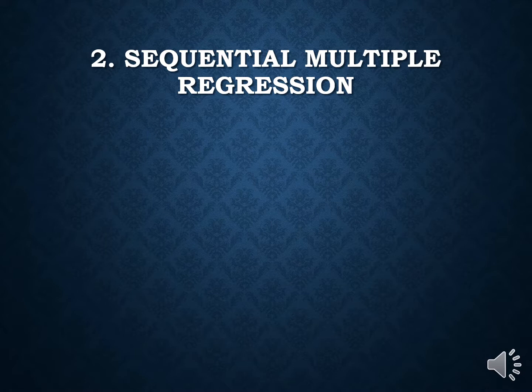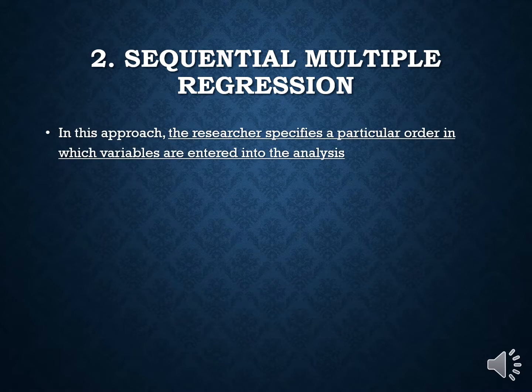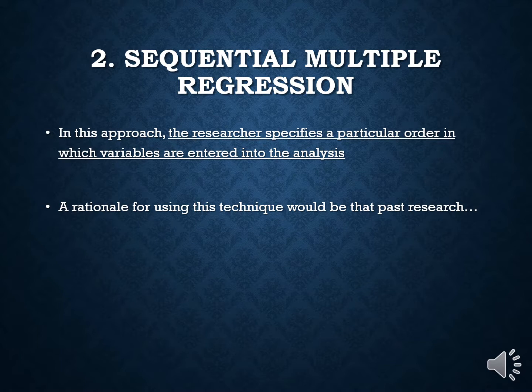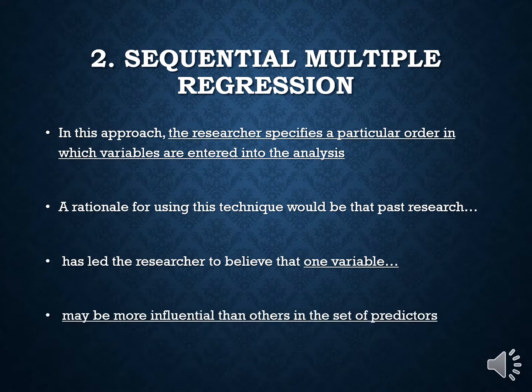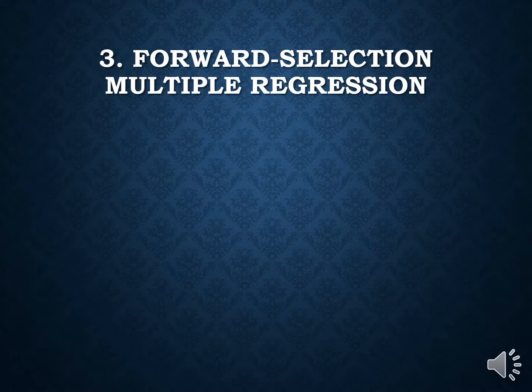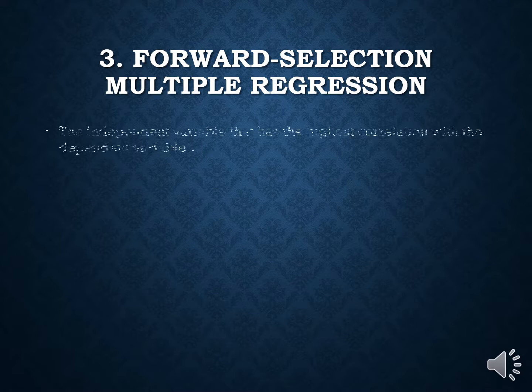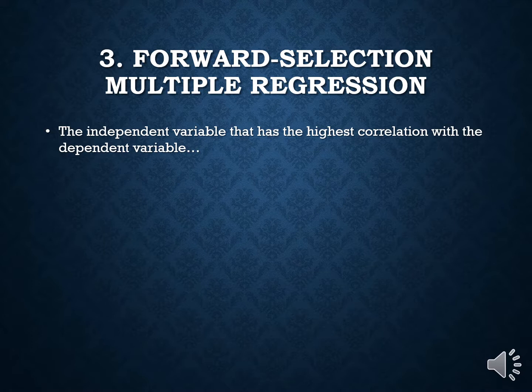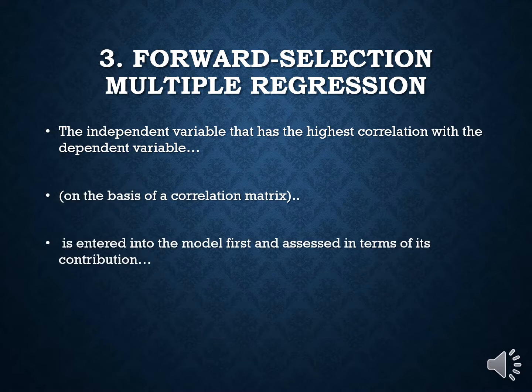Second, sequential multiple regression. In this approach, the researcher specifies a particular order in which variables are entered into the analysis. A rationale for using this technique would be that, according to past research, it has led the researcher to believe that one variable may be more influential than others in the set of predictors themselves. Thirdly, forward selection multiple regression. The independent variable in this area of regression finds that the highest correlation with the dependent variable on the basis of a correlation matrix, and it is entered into the model first and assessed in terms of its contribution to the prediction of the dependent variable.